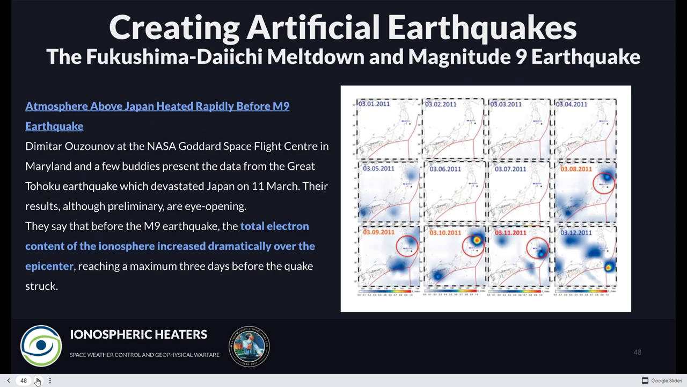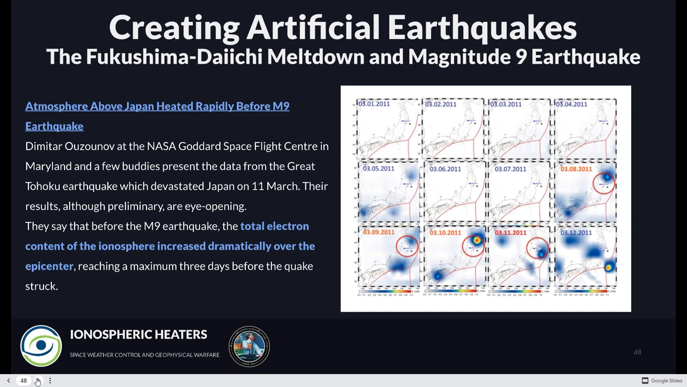But that brings us to the question. Did the Fukushima Daiichi nuclear meltdown have anything to do with ionospheric heating? And for certain, we know that it did. Now, was it the cause or was it an effect? Is the only question left. Atmosphere above Japan heated rapidly before magnitude 9 earthquake.